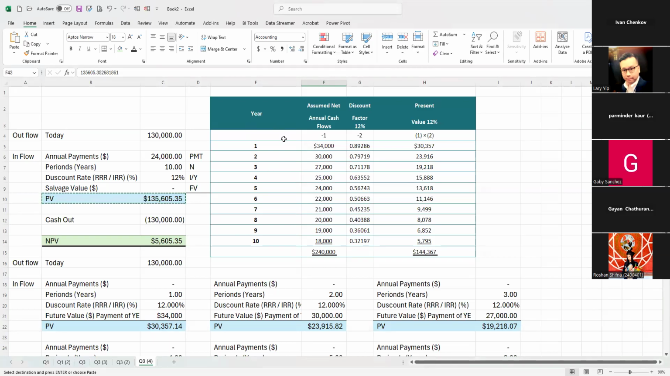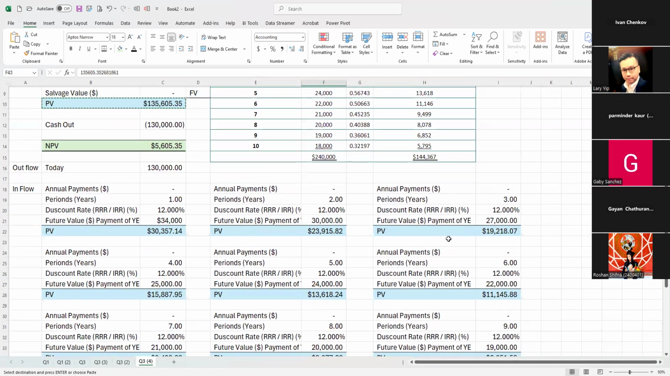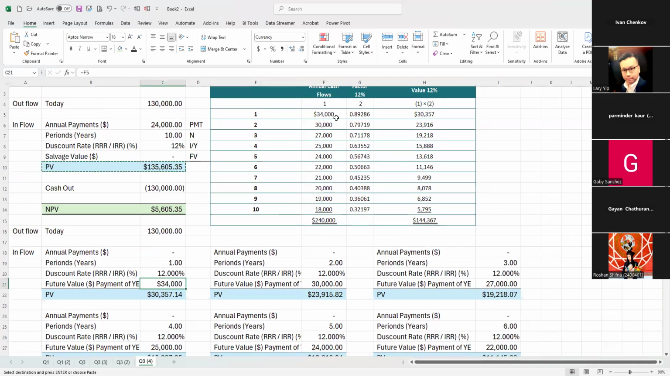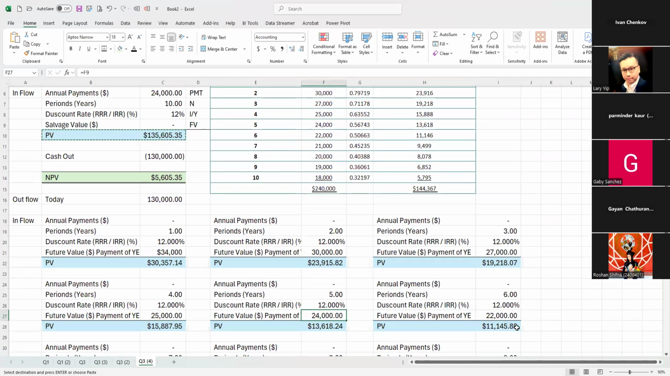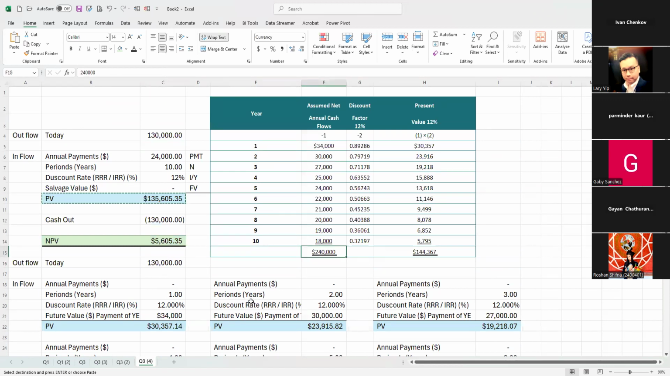If you have those annual payments year after year, and if we use the same thing that we used for the previous case, what we have to do is change the future value of the payments that we're going to receive at the end of each year. First year we receive 34,000, second year 30,000, third year 27,000, the fourth year 25,000, then we receive 24,000, then 22,000, then 21, 20, 19, and 18. So in total we receive 240,000. Right? We received exactly the same amount, 240,000.